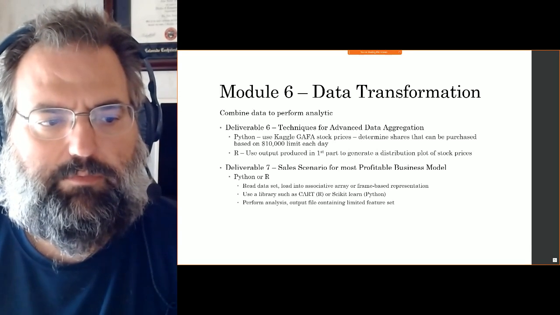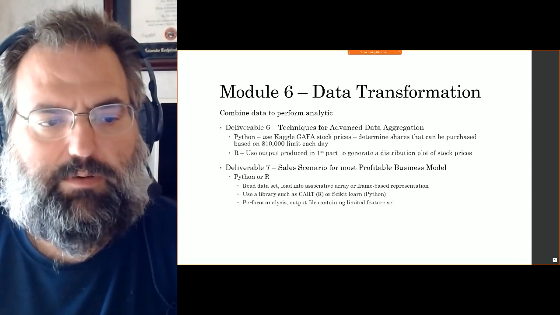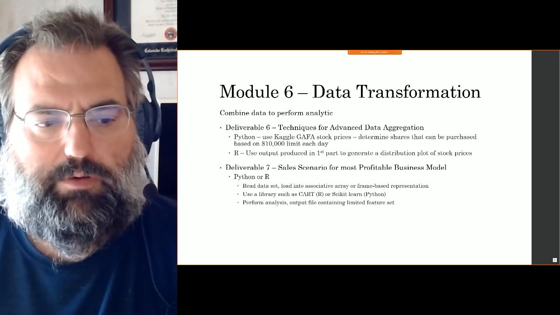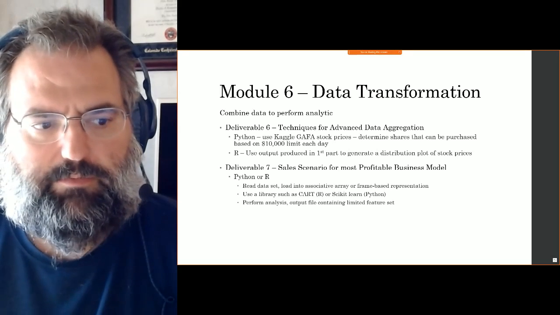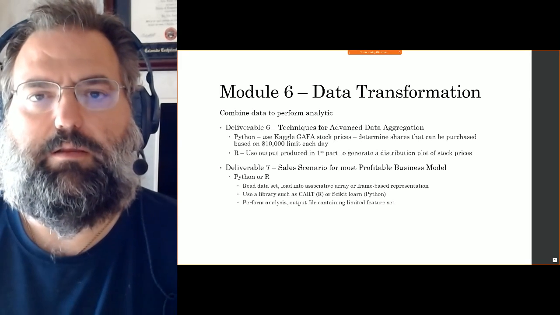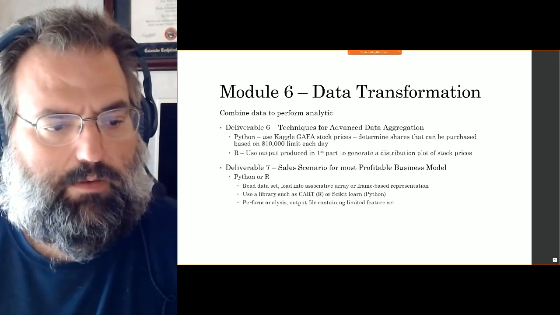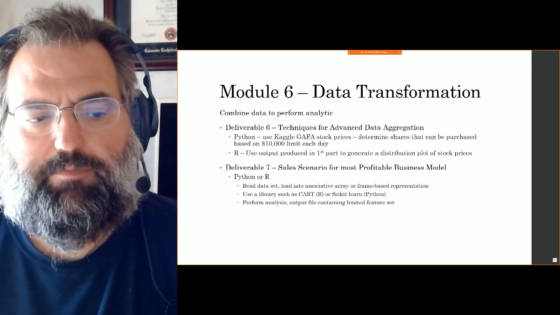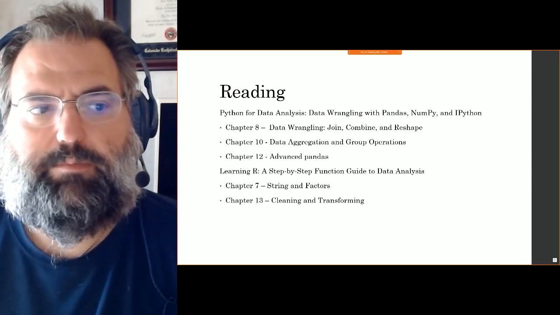Deliverable 7 moves into doing some analysis based upon what's the most profitable business model, dealing with a retailer that is trying to figure out why it is they have more sales on certain days based upon things like if it's a holiday, if it's a Monday holiday, and so on. That also ties into the concepts of doing performance analysis and figuring out what features need to be limited to.